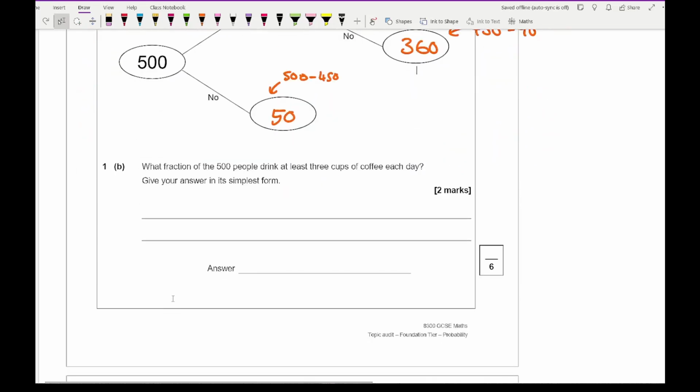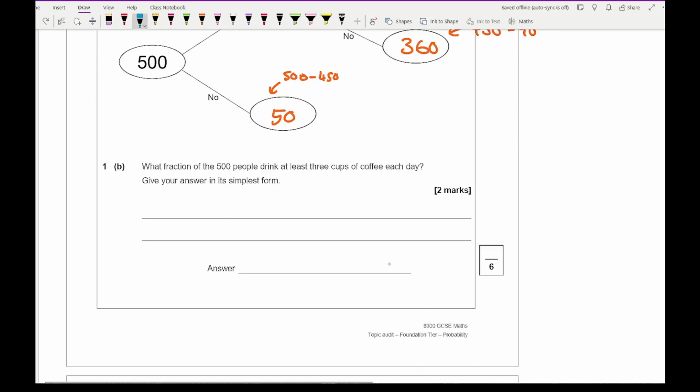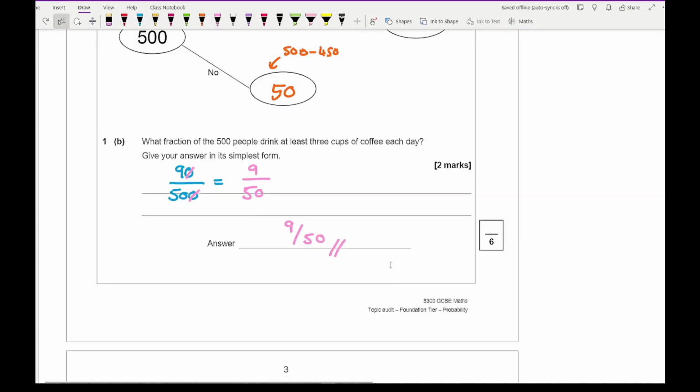Then for 1b, it says what fraction of 500 drink at least 3 cups of coffee each day? Give your answer in its simplest form. Going back to our frequency tree diagram, we can see that the number is going to be 90. So we write that as a fraction, 90 over a total of 500, and then we need to cancel this fraction down. If I cancel a 0, that's going to be 9 over 50, and then just double check, can I simplify that? No, I can't, so the final answer is 9 over 50.